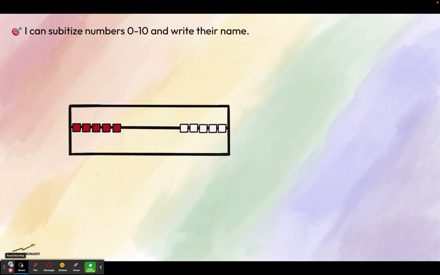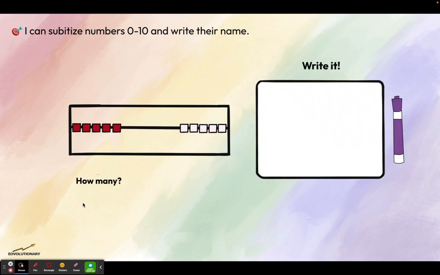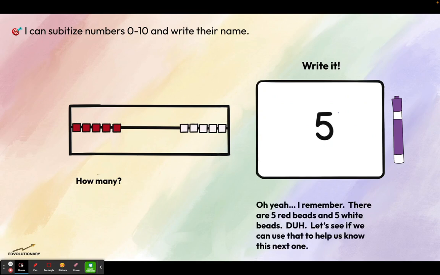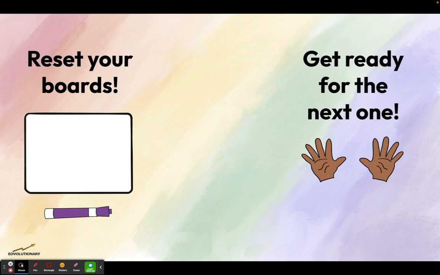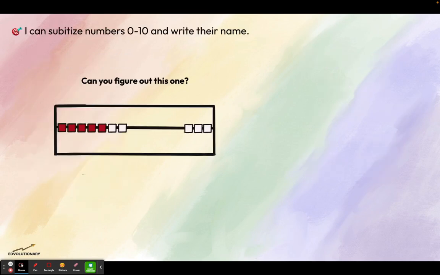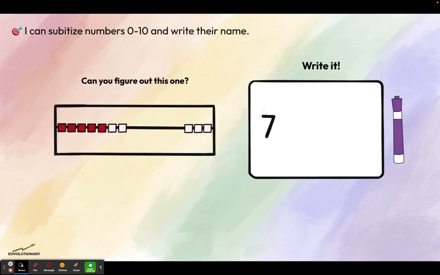For Tuesday and Wednesday, we just ask them how many. And this time we don't circle it. We want to kind of take them to that next step and then show them once they've had a chance to write it. And then I like to reinforce this. Oh, yeah, I remember there are 5 red beads and 5 white beads. So, of course, there's going to be 5 if all the red beads are there. All right, can you figure out this one? Write it. And then give students a chance.